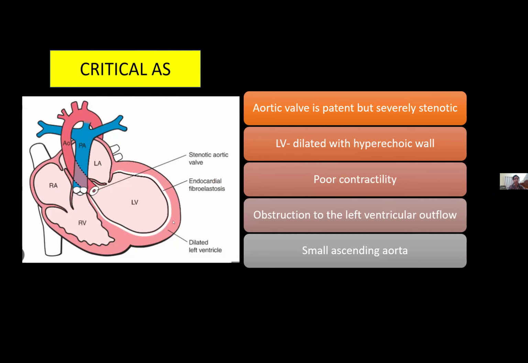In critical aortic stenosis, the left ventricle, acting against the stenotic aortic valve, becomes dilated and hyperechoic with echogenic wall and poor contractility despite its enlarged size, causing obstruction to the left ventricular outflow.